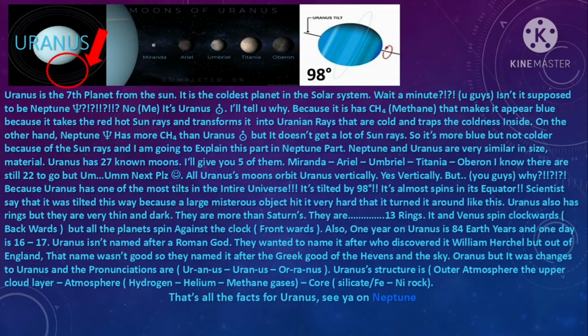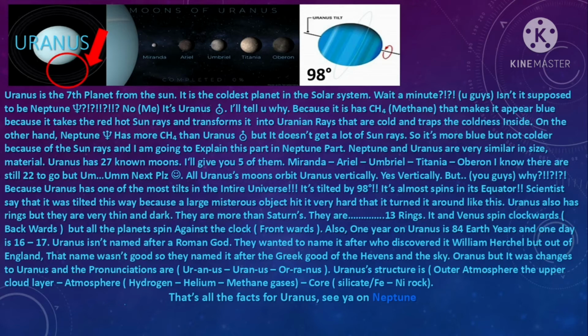Uranus isn't named after a Roman god. They wanted to name it after who discovered it, William Herschel. But that name wasn't good in English, so they named it after the Greek god of the heavens and the sky, Uranus. The pronunciations are Uranus, like scientists say it, Uranus, like we say it, and Uranus after the Greek god.